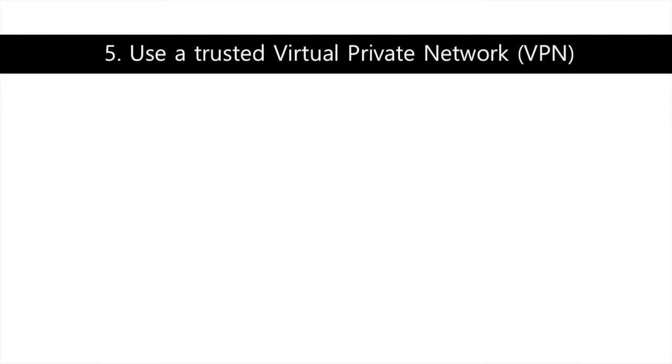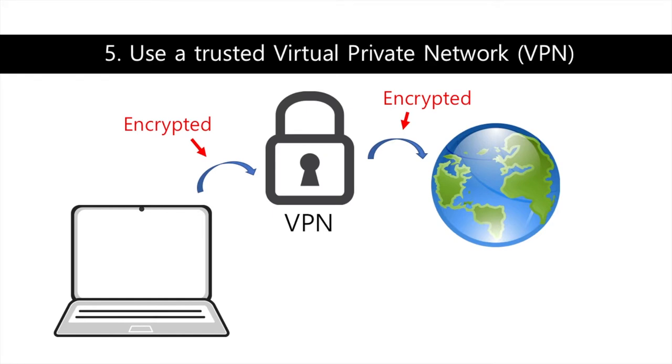5. Use a trusted virtual private network or VPN. When you connect to a network in order to access the internet, the network's owner is normally able to monitor your activity, such as the websites you visit. Using a VPN routes your internet activity over the VPN provider's system, so that from the point of view of the network you are connected to, the VPN is the only system you interact with.